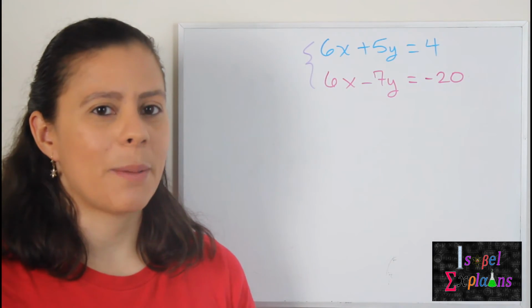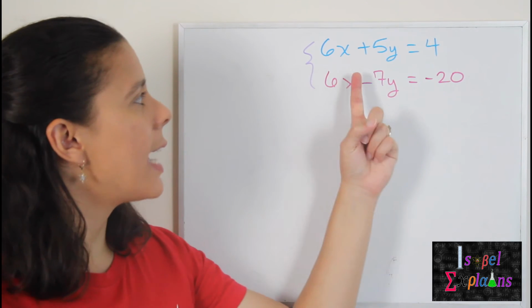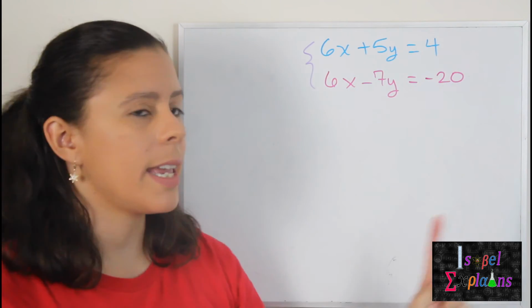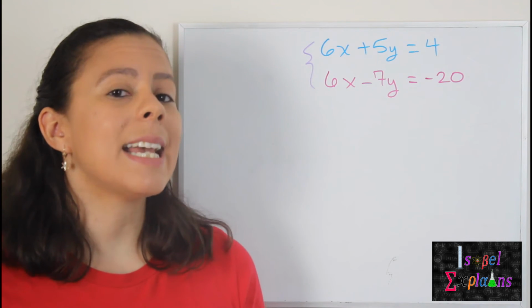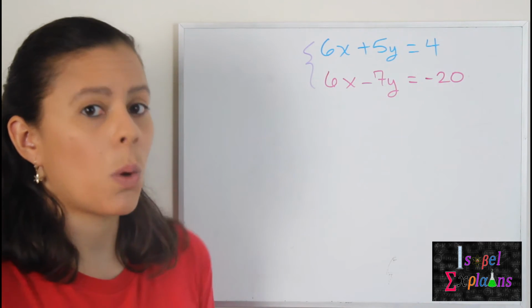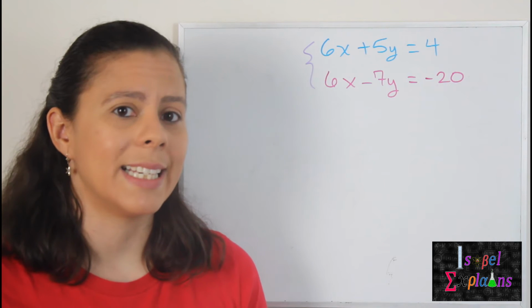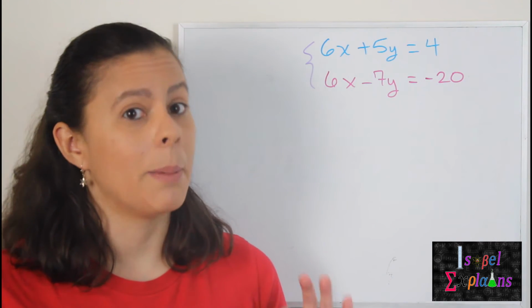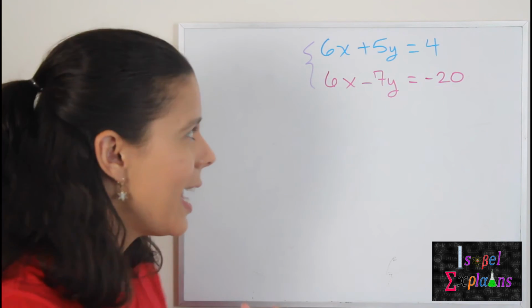Let's do another example. In this case, we have 6x plus 5y equals 4, and 6x minus 7y equals negative 20. In this case, instead of adding the second equation, what we're going to do is actually subtract it. And how do we do that? By being very, very careful with them pesky negatives. All right? Let's do it.